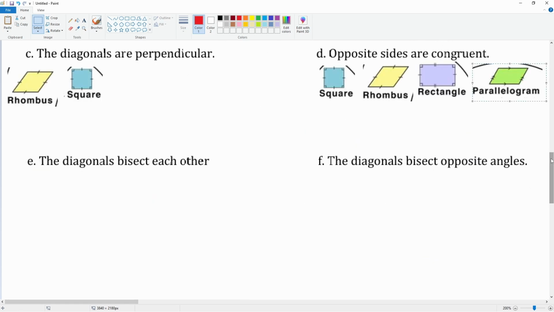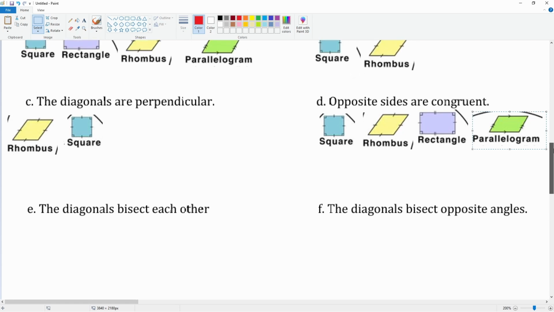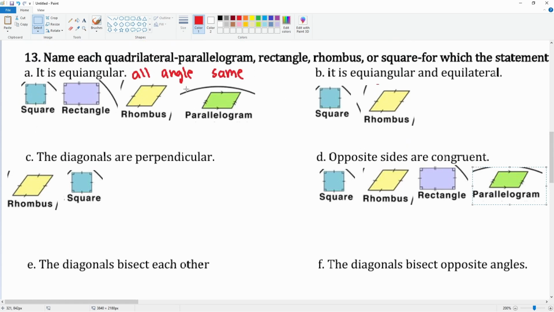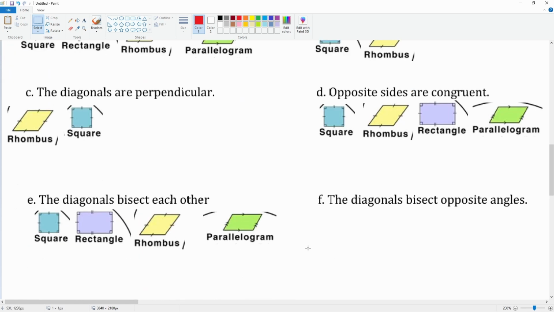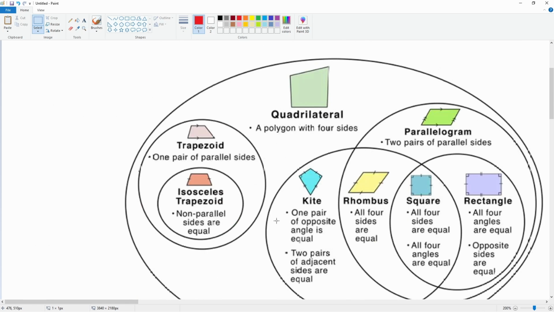Okay. Next, the diagonals bisect each other. Well, we know that is the property of a parallelogram, of course. That's the definition of a parallelogram. Ooh, therefore, everything inside a parallelogram also has to have that property. So, there you go. The diagonals bisect opposite angles. That one is weird. The diagonals bisect opposite angles.